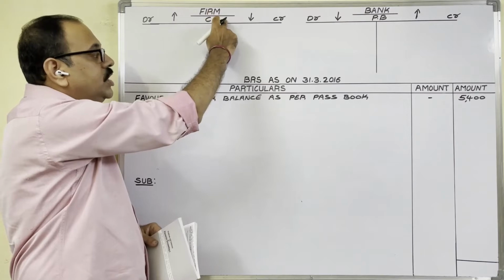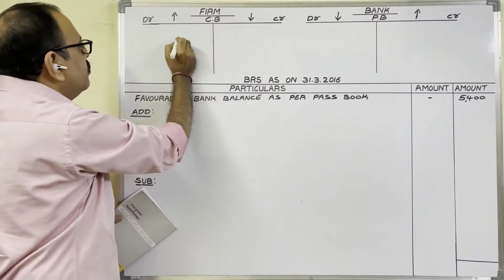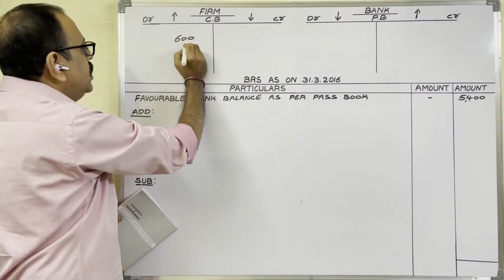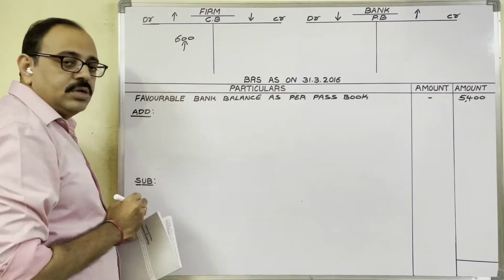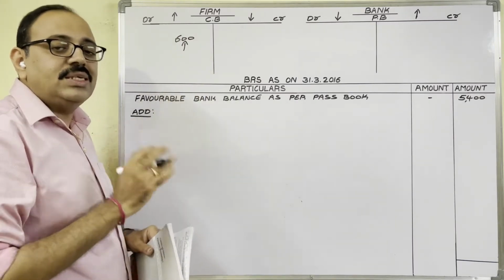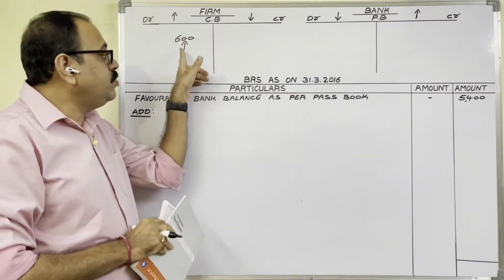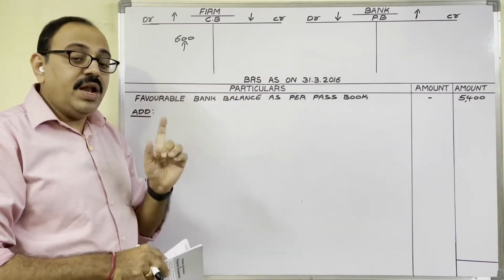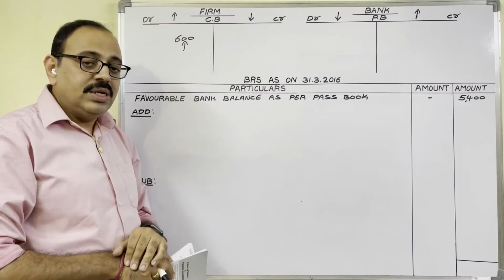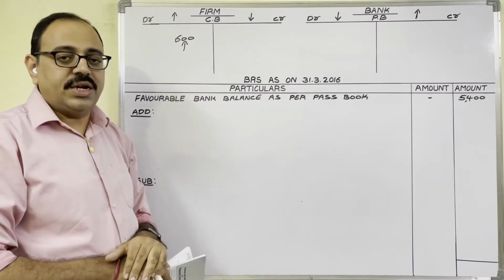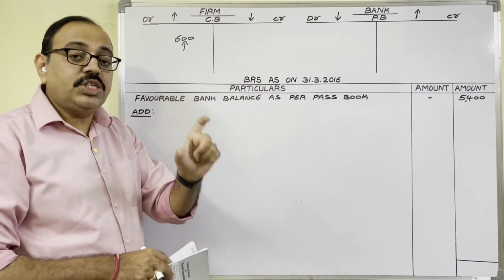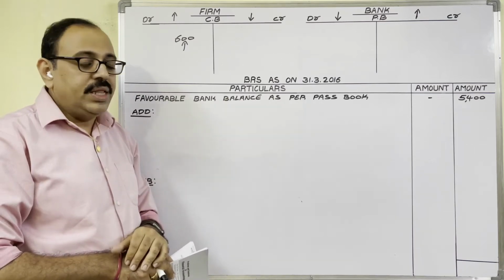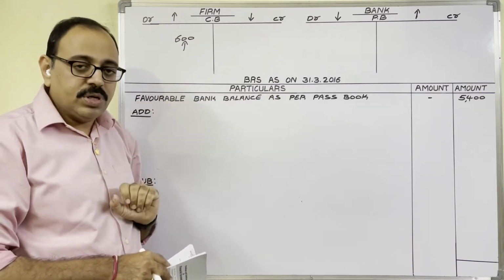With us cash book is there now. In cash book, firm increased 600 rupees. Cash book is debited with 600 rupees. In cash book debited means in passbook it should be credited. And when bank credits that amount, if really check amount is collected, if really that amount is deposited in firm's account, then only bank records in passbook.